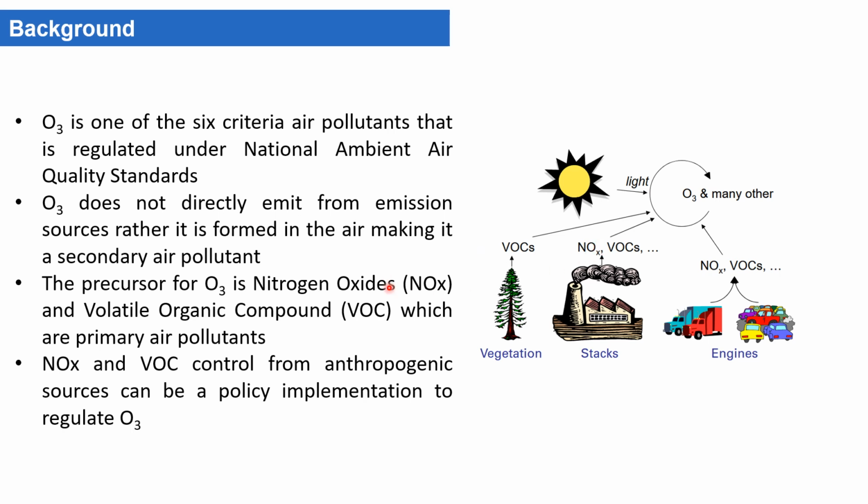Unlike most of the criteria air pollutants or hazardous air pollutants, ozone is a secondary pollutant formed in the air by the reaction of nitrogen oxides and volatile organic compounds in the presence of sunlight.